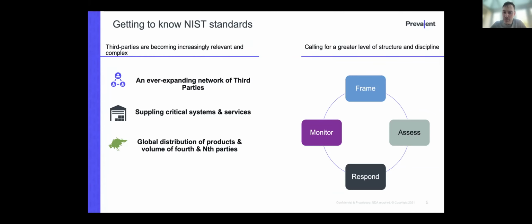Now more than ever, there needs to be more focus in terms of how we manage and understand these third parties and how we can assess them, review them, engage with them, respond to them, and monitor them based on the product and service and systems that they're providing to us. So with an ever-expanding network of suppliers in the wider supply chain, more than ever, there needs to be greater control and governance and oversight in terms of this wider network.